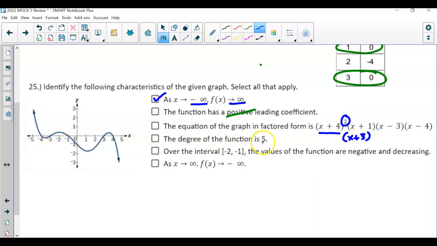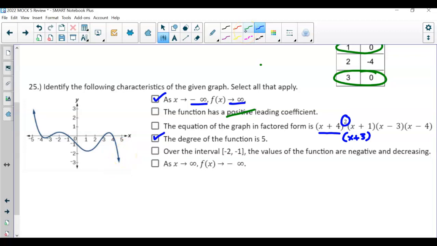The degree of the function is 5. So remember, degree includes exponents, which is your multiplicity. So we have a slice here at 1, which is 1, slice, which is 1, slice, slice, and slice. So all 5 were a slice, making a degree of 5. And we also have an odd function here because the arrows are going opposite directions and 5 is odd. So it all matches up. So the degree is 5.